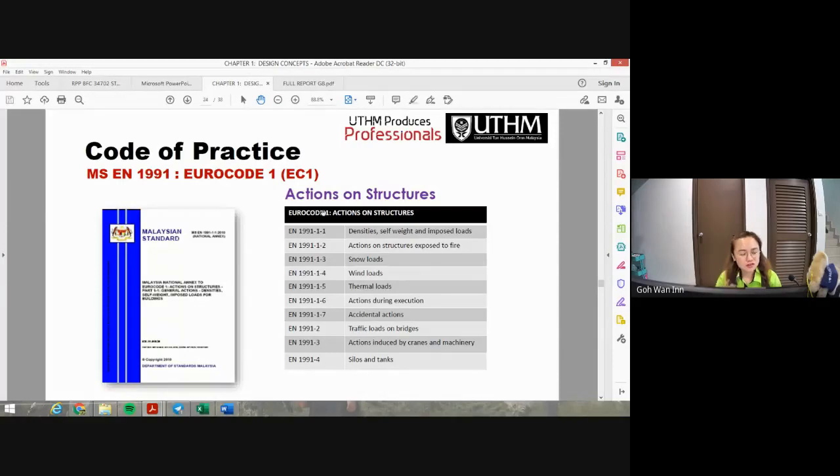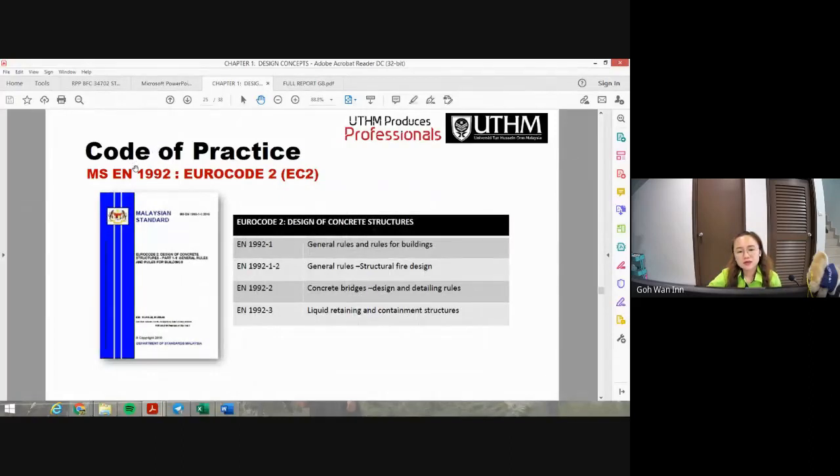So you want to find the actions. When we want to do design, you must know your actions, right? The loads that are going to apply on the building. So we need to refer to this standard. We cannot just simply put any value. They already have the standard values for these actions.